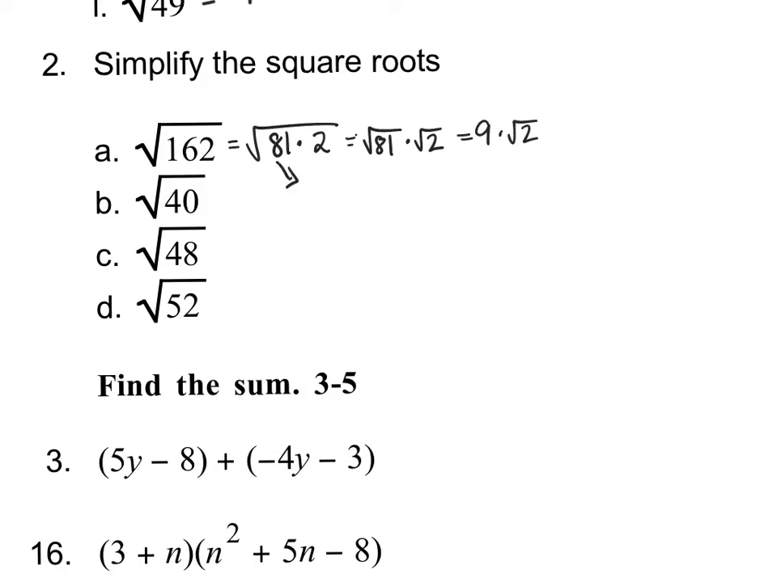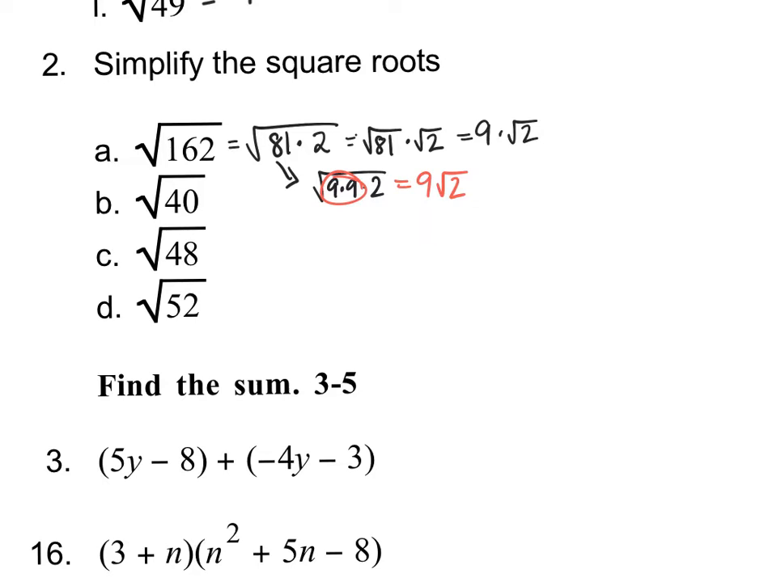Now the other way to do it is to look at 81 as 9 times 9, and we continue to break it down. And as soon as I see that I have a pair, that means I have a perfect square, and so that number comes outside. We also get 9 square root 2.